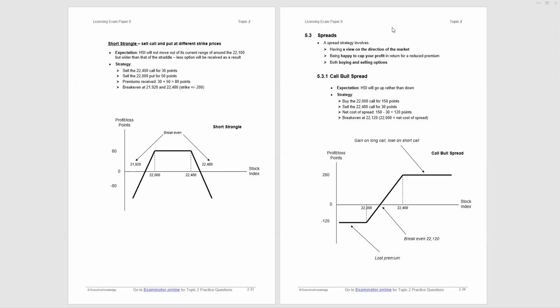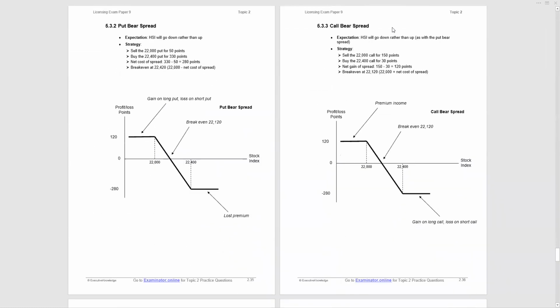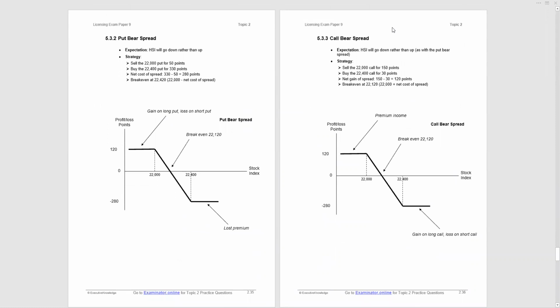Now, they depend on your view of the market. If it's a bull spread, you expect the market to go up. If it's a bear spread, you expect the market to go down. If it's a call spread, you're buying and selling calls. And if it's a put spread, you're buying and selling puts. So just remember those combinations. And as you will see with the call bull spread, your profit is capped. You gain on the long call, but you lose on the short call. Whereas if the prices fall, you just lose the net premium. If we look at the second spread, the put bear spread, remember, you're expecting the market to go down and you're selling and buying puts.